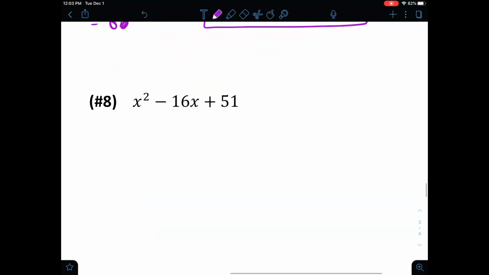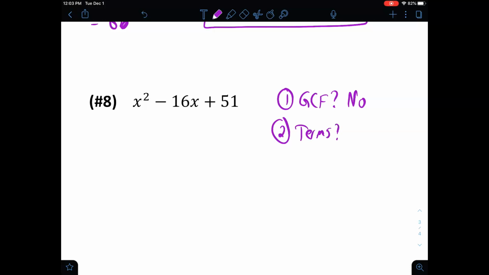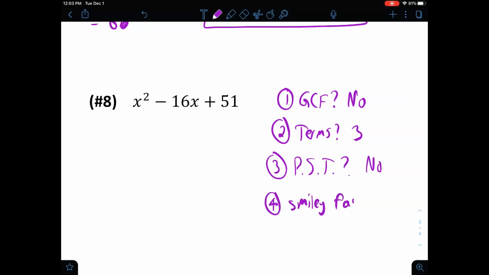All right, last example, number 8. Step 1, GCF. This one does not have a GCF. Step 2, terms. This is going to be 3 terms. Step 3, perfect square trinomial. This one's a no, because 51 is not a perfect square. Step 4, smiley face.